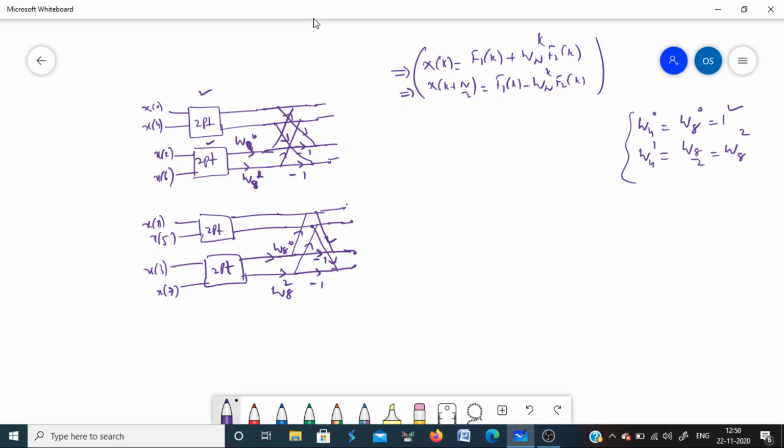Now you have to combine these two 4-point DFTs to get an 8-point DFT. Okay, so we have seen how we can do that. For that, the lower branch will be multiplied with W8 to the power 0, W8 to the power 1, W8 to the power 2, W8 to the power 3.